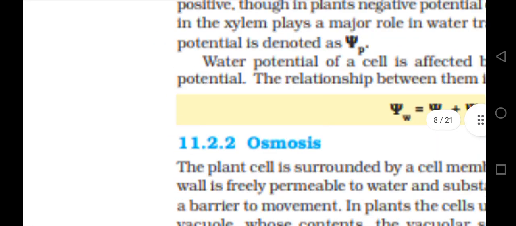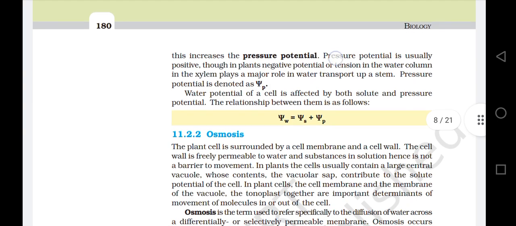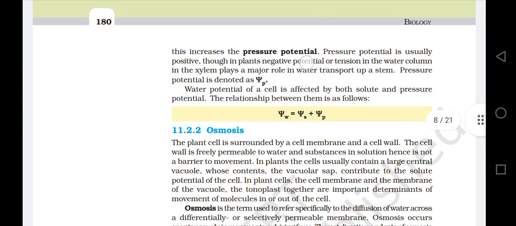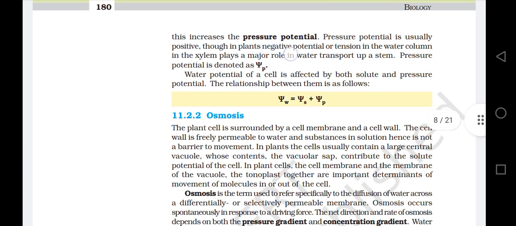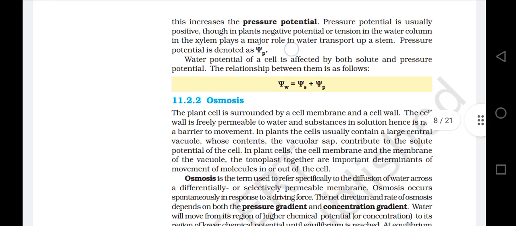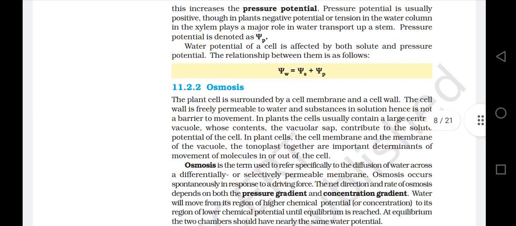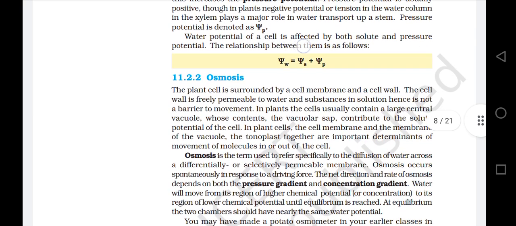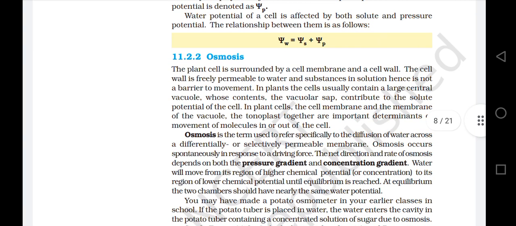In this increase, the pressure potential is usually positive, though in plants negative potential or tension in the water column in the xylem plays a major role in water transport of a system. Pressure potential is denoted as psi P. Water potential of a cell is affected by both solute and pressure potential. The relationship between them is as follows. Psi W is equal to psi S plus psi P.